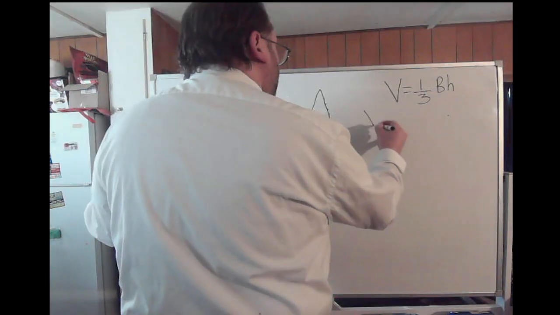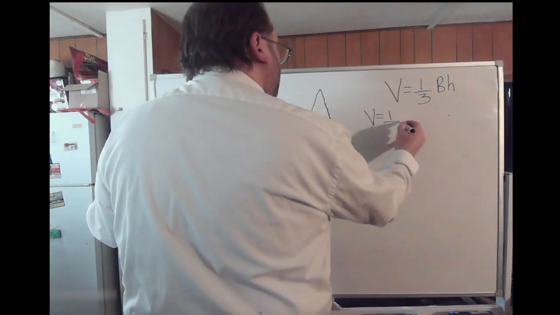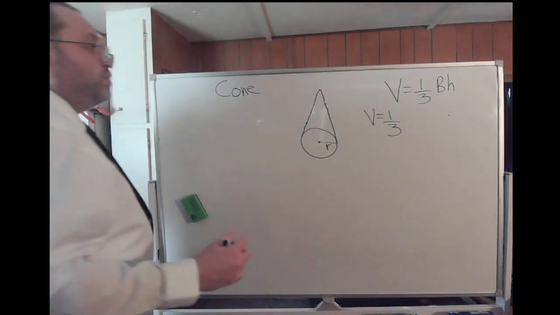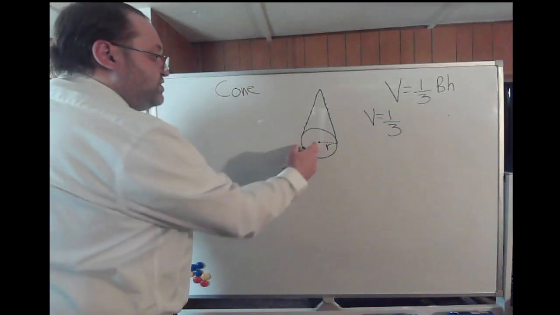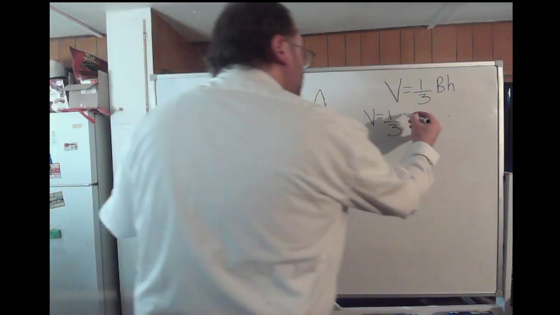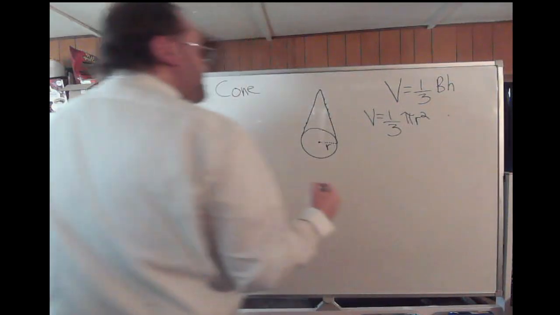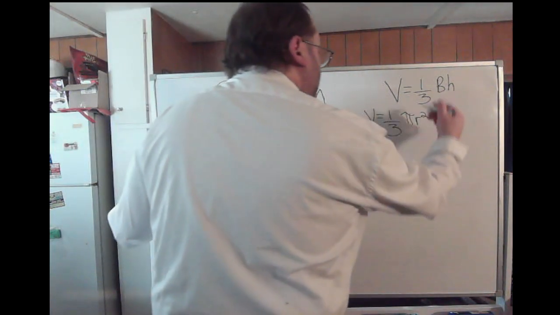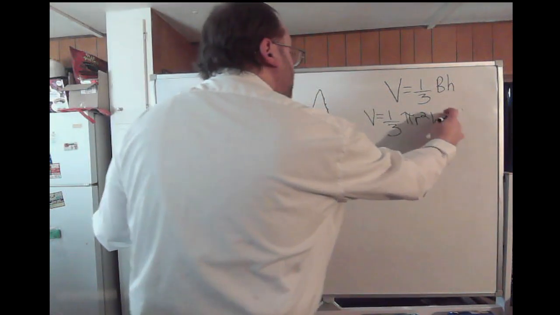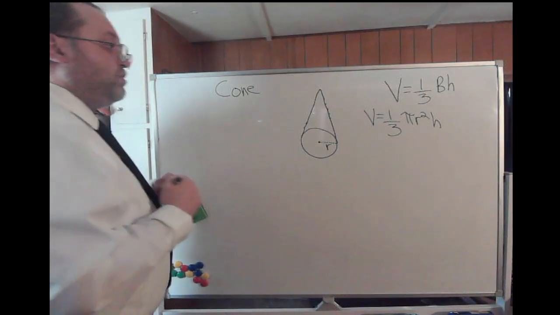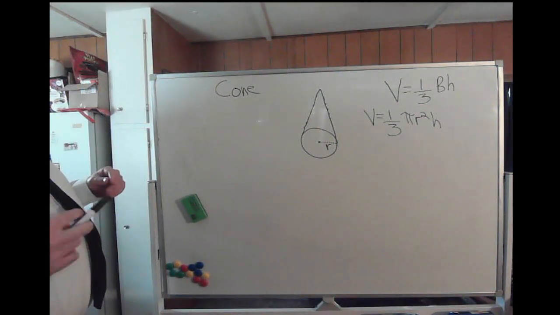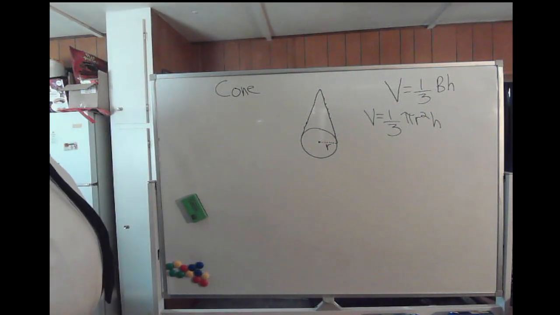To get the volume, you're going to take 1/3, of course. But what is the area of the base being a circle? The area of a circle is pi r squared. Now you take 1/3 times the area, you multiply it by the height, so you have your official volume formula for a cone being 1/3 pi r squared times h, or 1/3 times pi times the radius squared times the height.